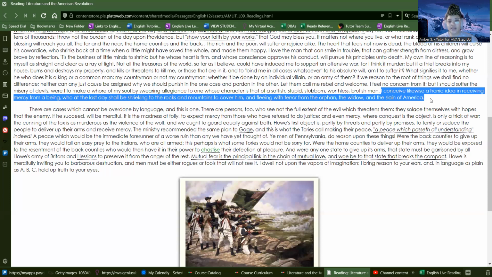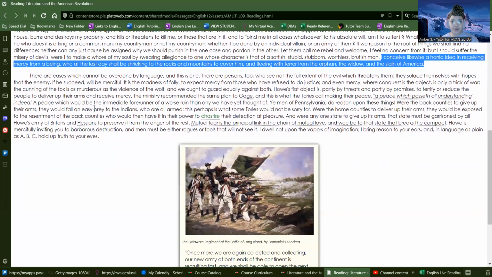It's a horrid idea to receive mercy from someone. And he goes on to say, someone who's going to be fleeing, that means retreating in terror, running scared from an orphan, a widow, and the slain of America. So he's saying that he's confident that the king is going to be on the ropes, that the Americans are going to win the war, and that it would be crazy, knowing that, to surrender and expect mercy from someone who's going to be dealing with the consequences of his actions very soon, is basically what he's saying here.